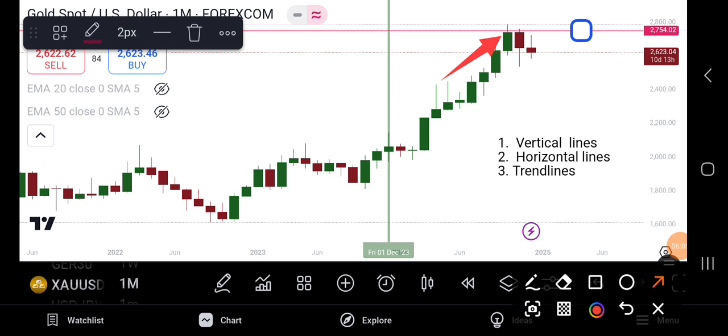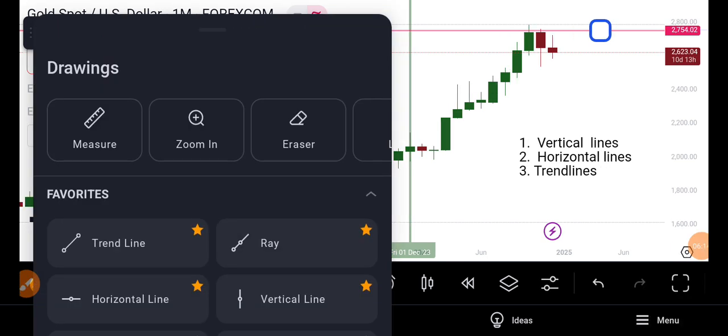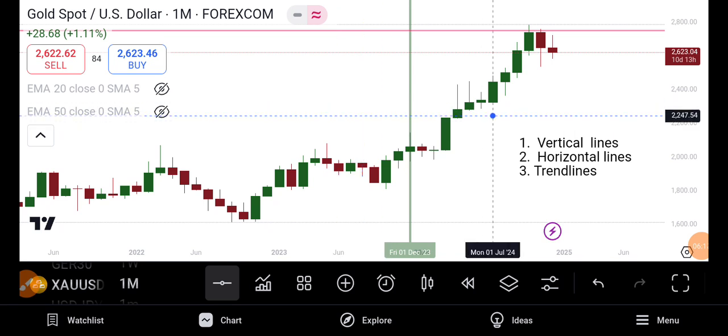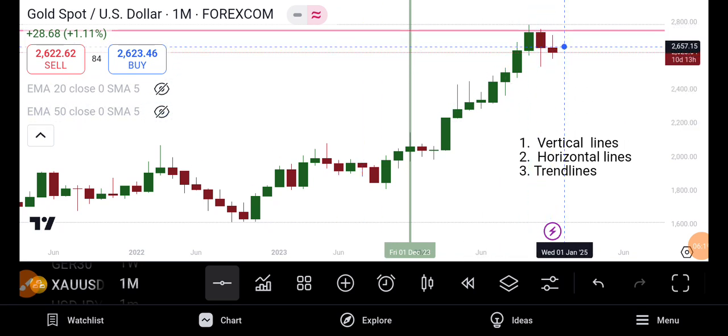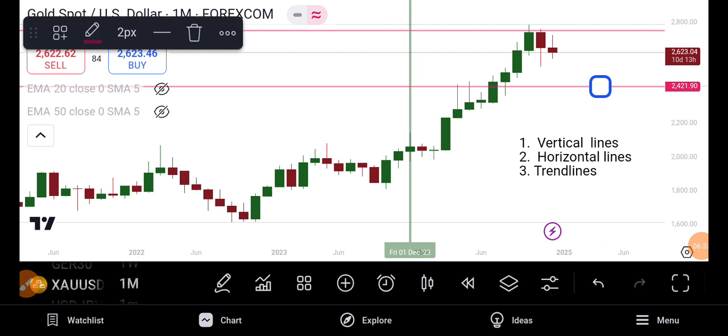And then, so let's just go back. You then continue. So let's go down. Okay. Here we see multiple wicks that are reaching an area that's acting as a resistance. So we can put a horizontal line there as well. We lock that in place.